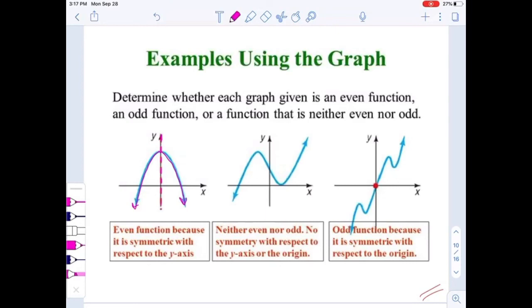If you look at the next one in the middle, well, that is definitely not folded around the y-axis, and there's no symmetry in terms of the origin. So that's neither even nor odd, no symmetry with respect to the y-axis or the origin. And then if you look at that third one, that's what an odd function would look like because it's symmetric with respect to the origin. Just like I showed before, if I were to go over 1 and up 2, I'd have a point here. Now if I went to the left 1 and down 2, that would be an ordered pair like negative 1, negative 2. It's the opposite of those values.